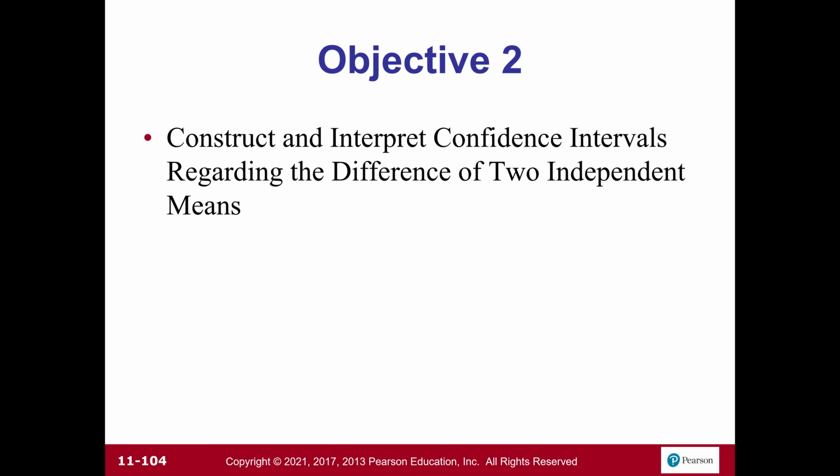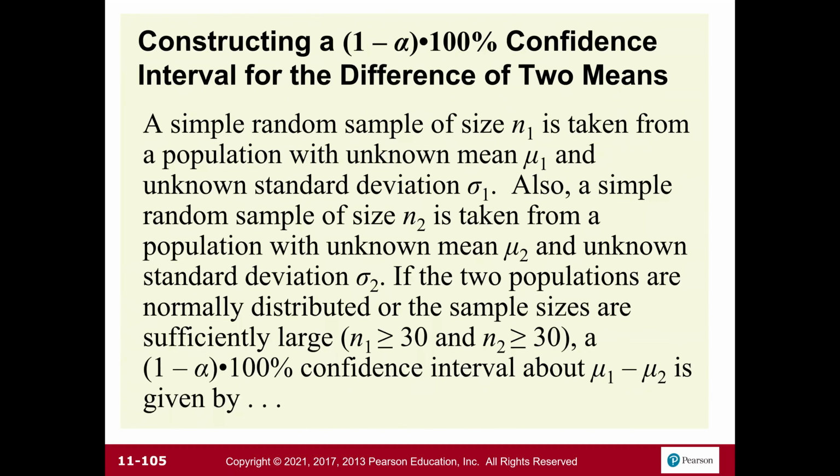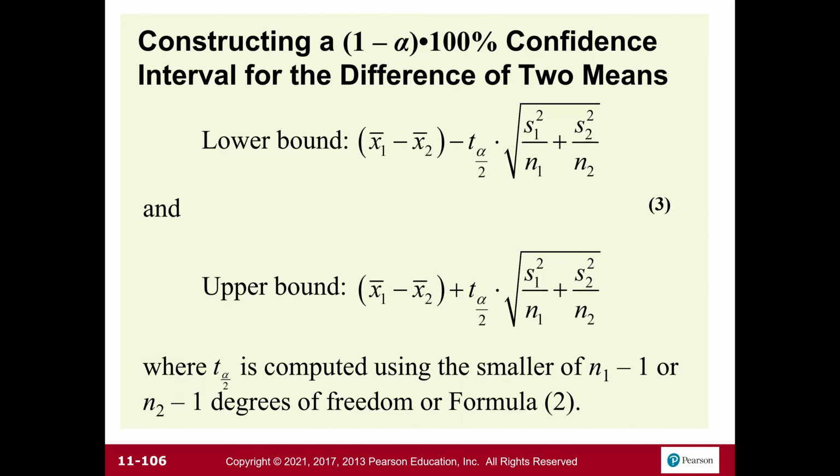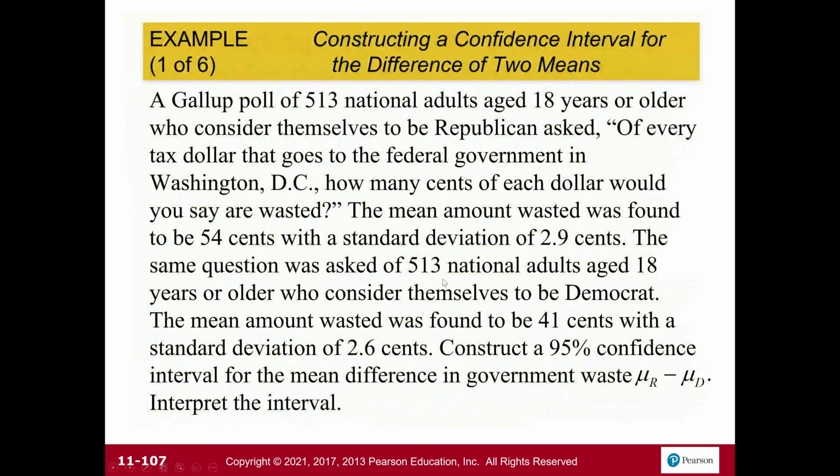All right, now finally, objective 2. This is to construct and interpret a confidence interval. All right, and the lower bound and upper bound are given here, which our calculators can do as well. And here is the scenario. A Gallup poll of 513 national adults aged 18 years or older who consider themselves to be Republican asked, of every tax dollar that goes to the federal government, how many cents of each dollar would you say are wasted?